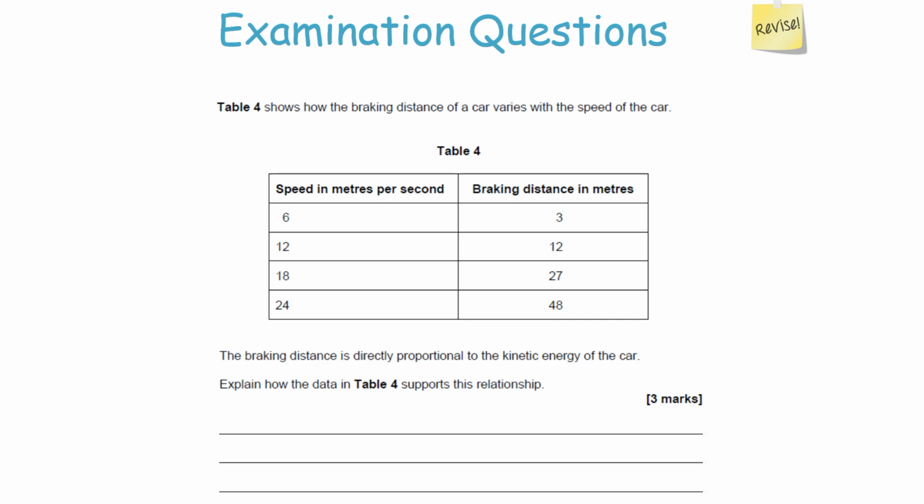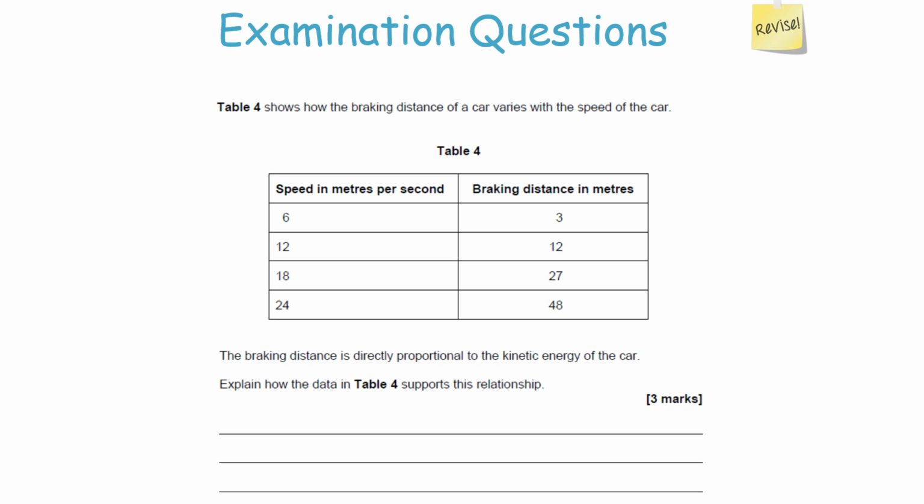Now, how do you show direct proportionality when you're given values in a table? Well, you would divide the values in the rows with each other. So you do 6 squared divided by 3, you then do 12 squared divided by 12, 18 squared divided by 27, and 24 squared divided by 48.